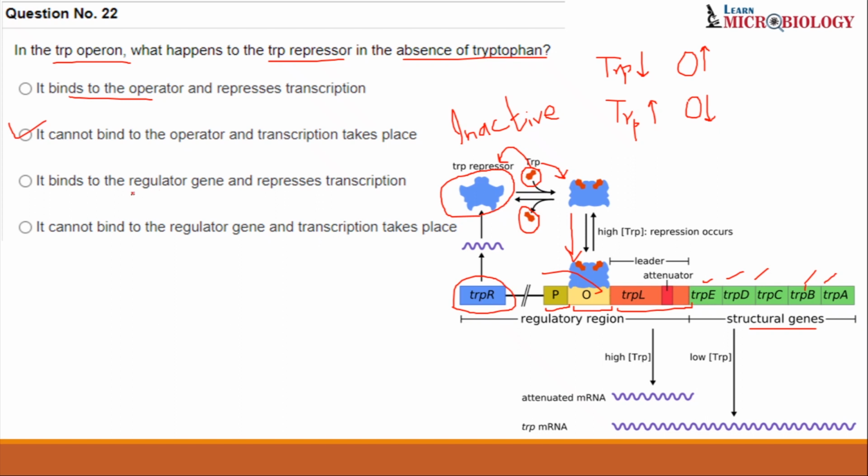It binds to the regulatory gene? Definitely the repressor cannot bind to the regulatory gene. So this cannot be the correct answer. We have got the correct option, that is option B. In the absence of tryptophan, the TRP repressor cannot bind to the operator, and transcription will take place. Hope this is clear. But go further and read about this tryptophan operon.